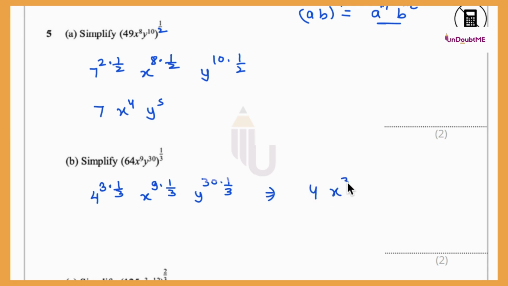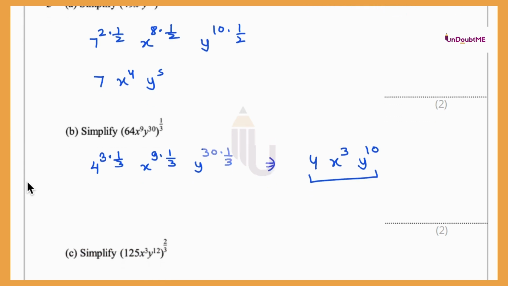4 x cube y to the power 10. That will be the answer.